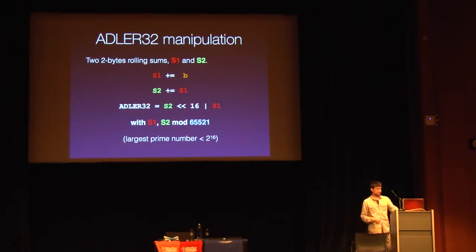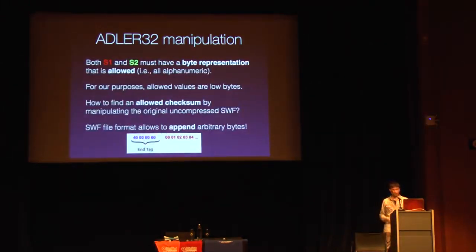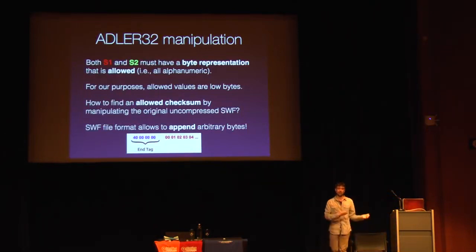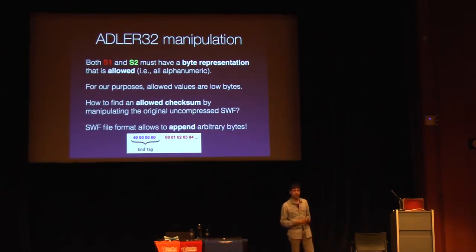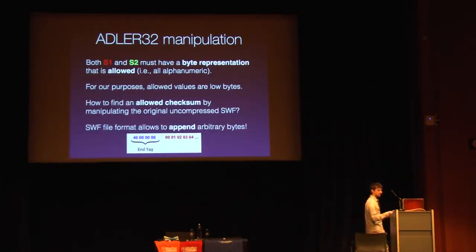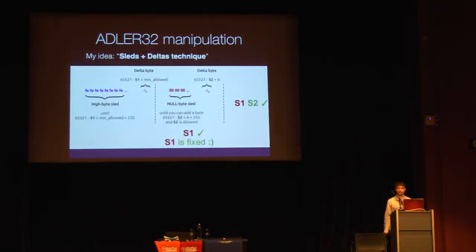So we want to make both S1 and S2 alphanumeric, and we control the original uncompressed Swift files. If you remember, I told you that the Flash parser ignores any trailing byte at the end of a valid Flash file. So we can append every byte we want. We can exploit this malleability to create an ad hoc checksum. But what is the most clever way of doing that?